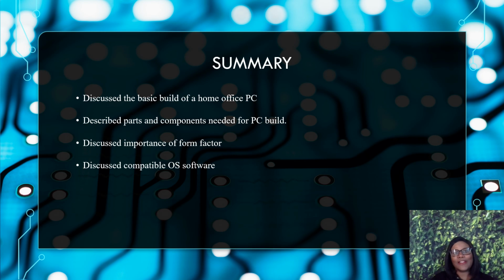So in summary, I discussed the basic build of a home office PC and described the parts and components needed for the build. I also discussed the importance of form factor and went over the compatible OS software and two ways to install it onto the PC.